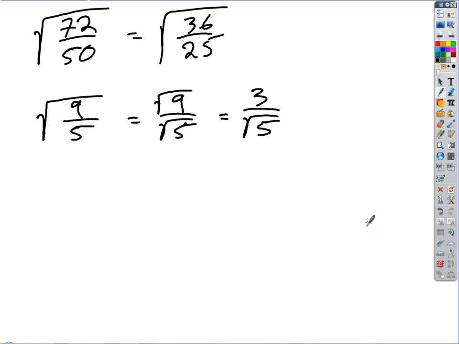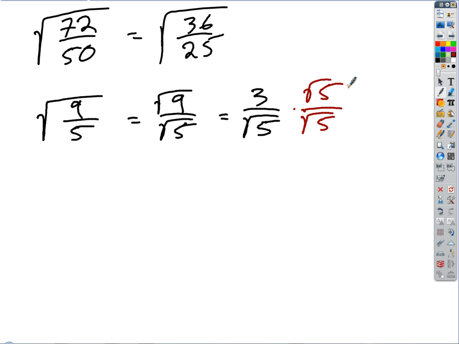I'm going to multiply, not by the reciprocal, I'm going to multiply both the top and the bottom by the same thing. So I'm really just multiplying by 1. I'm not going to change the value, I'm just going to change the look of the answer, right? I'm going to multiply the top and the bottom by the square root of 5. Okay, now let's see why that works.